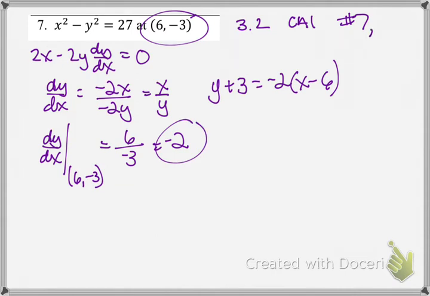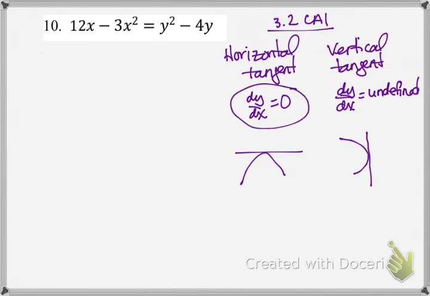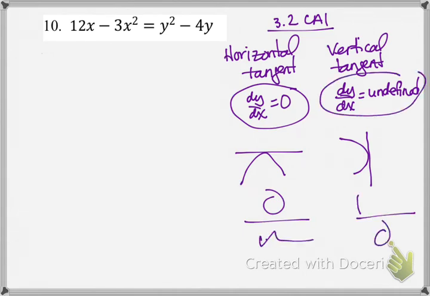Now I'm going to do number 10. Okay, so this one, remember when it says horizontal tangent, that means slope is 0. If it says vertical tangent, that means slope is undefined. To find when the slope is 0, you set the numerator of the derivative equal to 0. To find when the slope is undefined, you set the denominator of the derivative equal to 0.